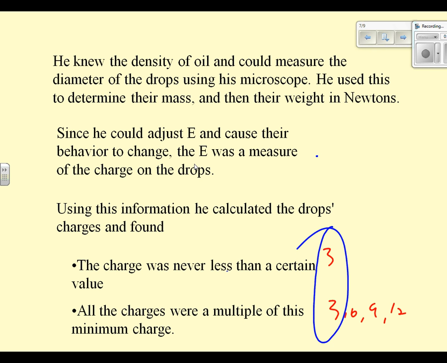Remember, it's not 3, what is it? 1.6 times 10 to the minus 19. A whole lot harder number. He concluded that the minimum charge was 1.602, or 1.6 times 10 to the minus 19 coulombs. Okay? I think he actually came up with 1.59, didn't he? Yeah.